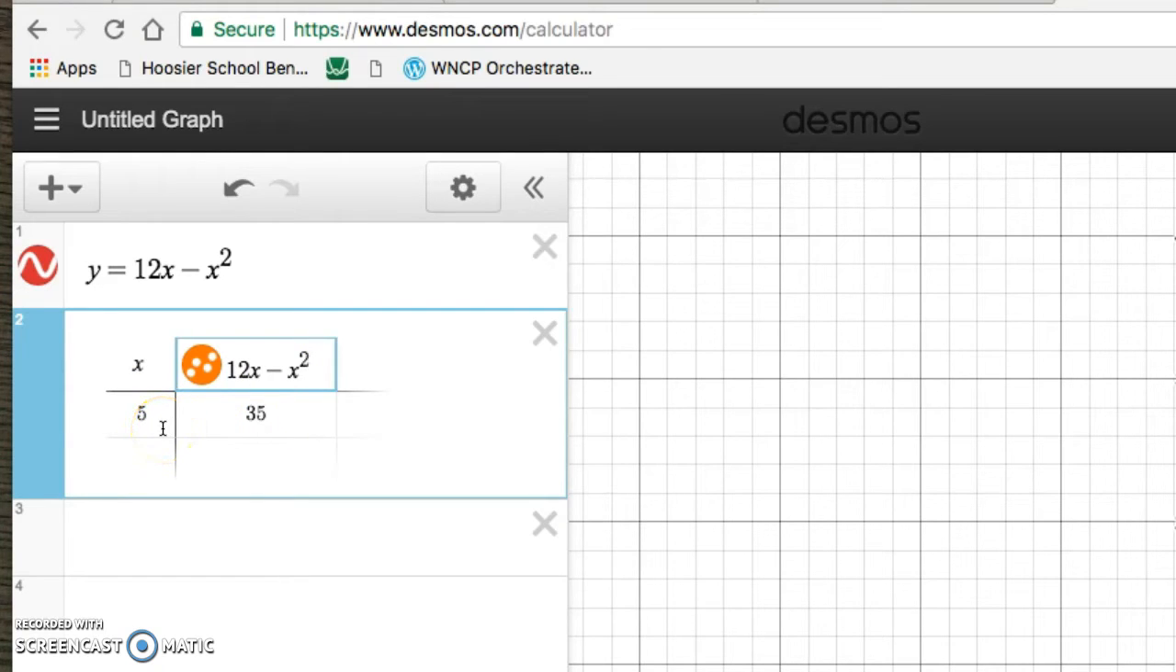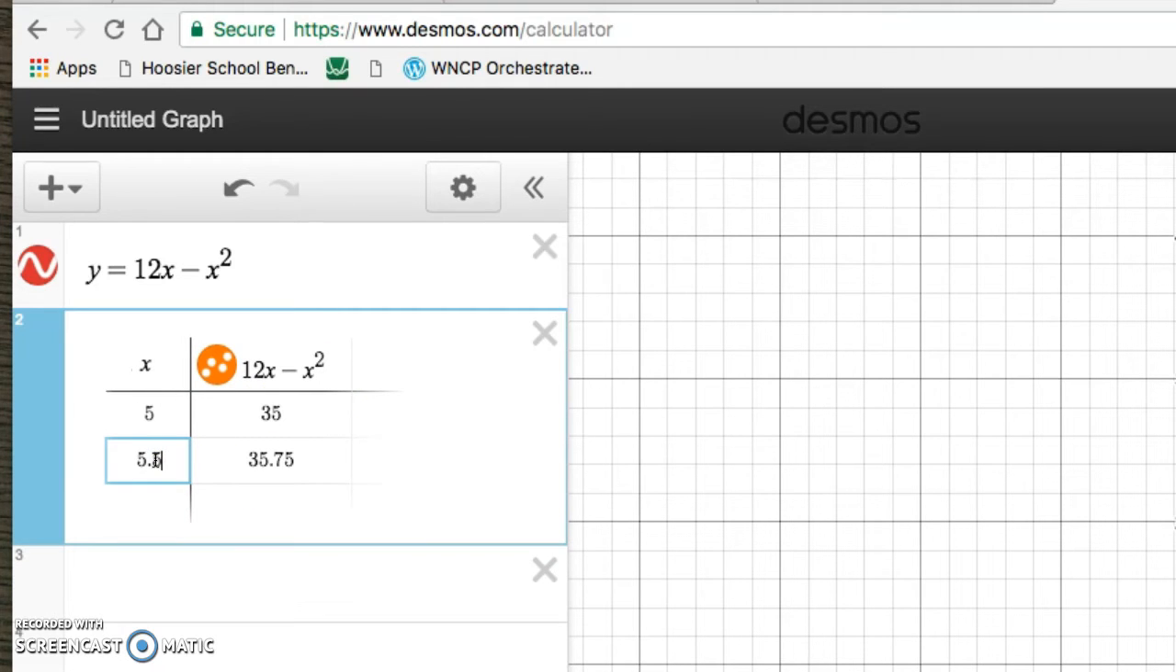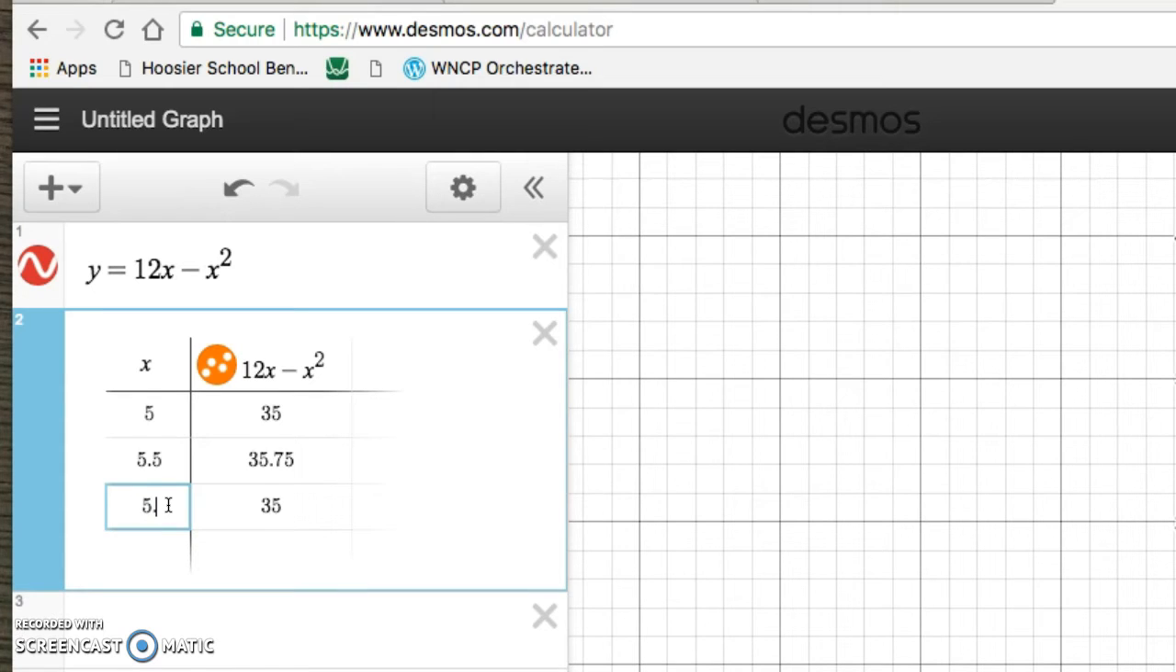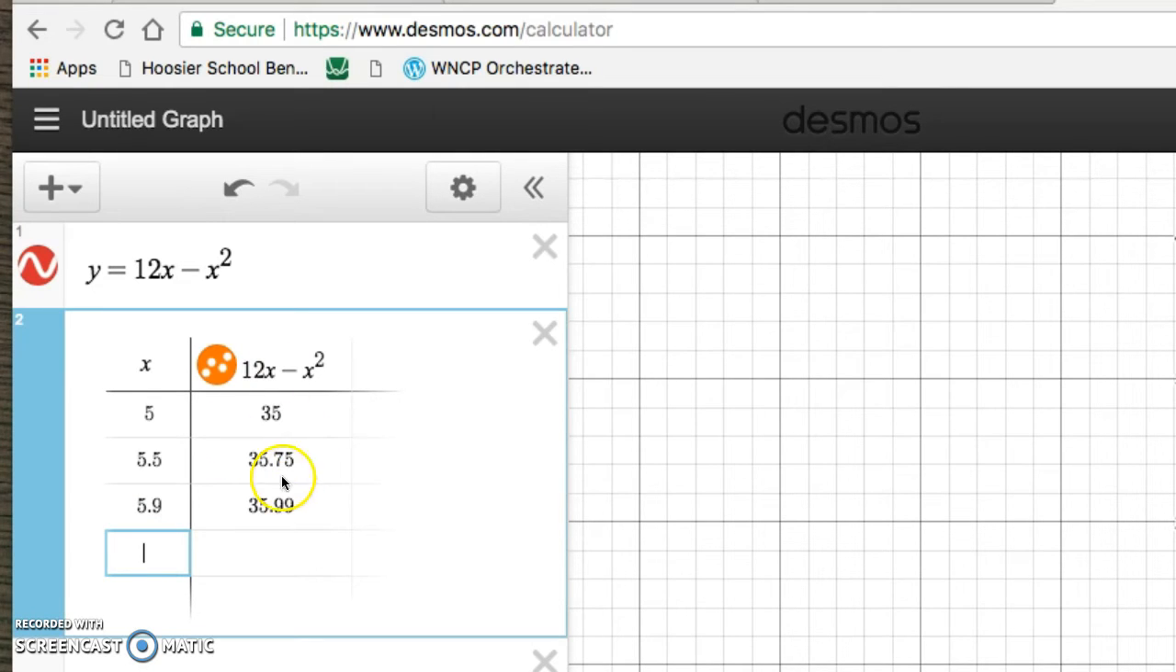So we've tried 5. Since I think the answer is 6, I'm going to get really close to 6. Now I'm going to try something closer to 6, say 5.5, and I get 35.75. Well, what if I get even closer to 6, maybe 5.9? Okay, that gives me 35.99. 6 gives me 36.